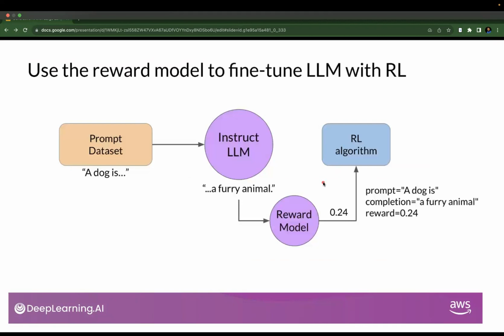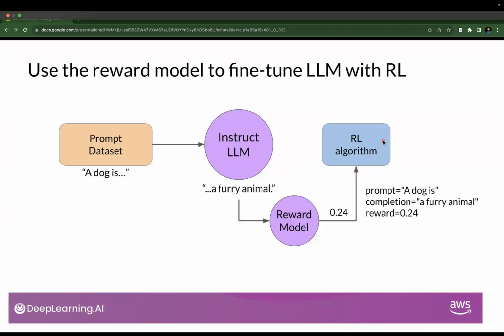So let's take an example now. You have a prompt data set called "a dog is", and you have to generate the next set of tokens. If the instruct LLM generates the completion as "a furry animal", the reward model will give a score based on the alignment. Let's say the score is 0.24. And here we are trying to tune for, let's say, harmlessness.